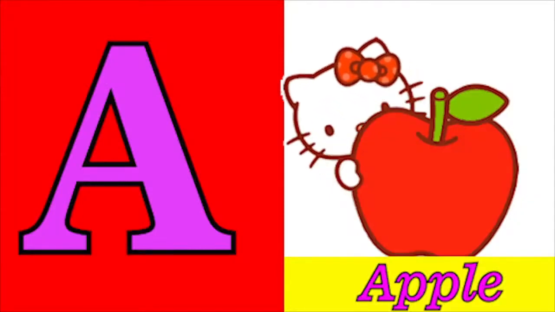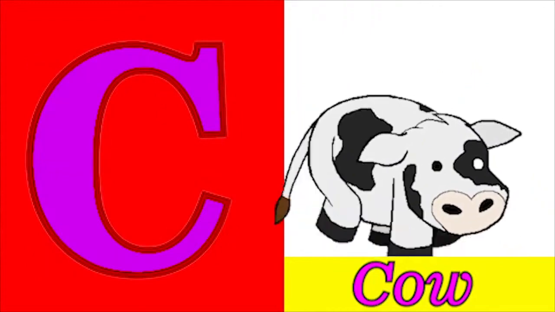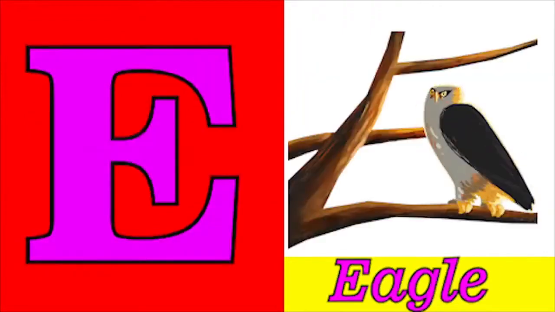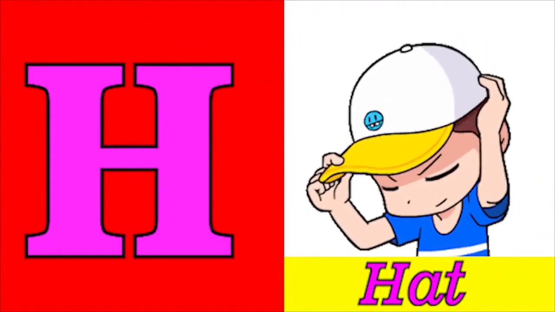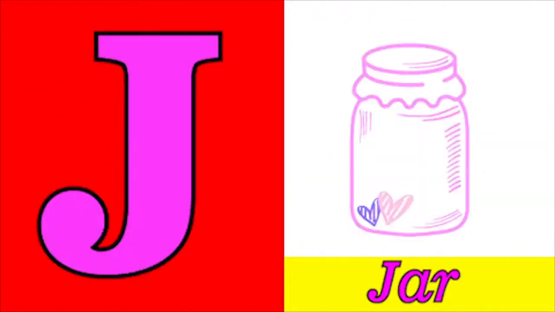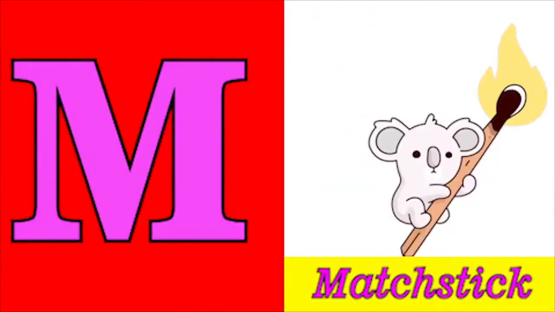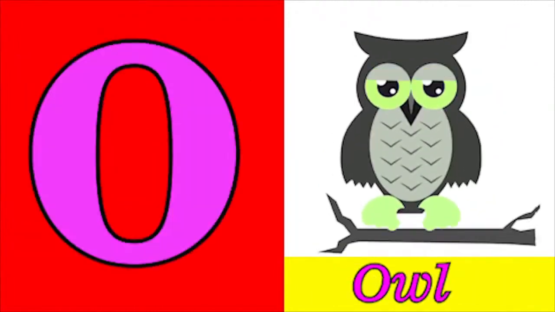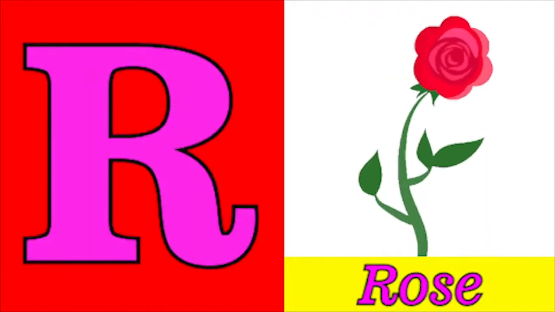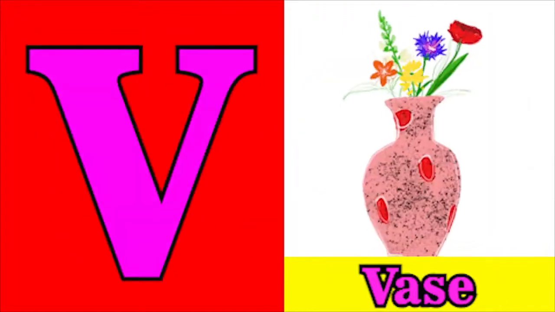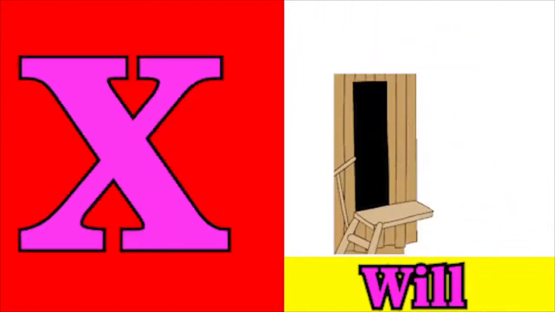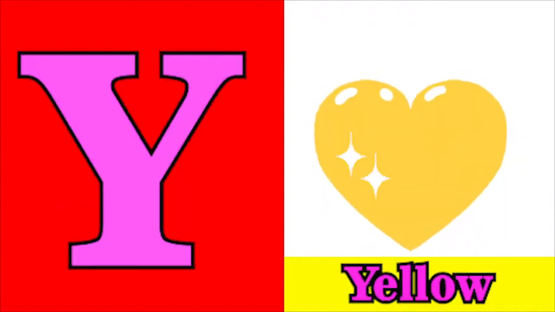A for apple, B for bag, C for cow, D for door. E for eagle, F for frog, G for girl, H for hat, I for inkpot, J for jar, K for key, L for leaf, M for matchstick, N for nose, O for owl, P for pan, Q for quiet, R for rose, S for sun, T for tub, U for unicorn, V for vase, W for whale, X for giraffe, Y for yellow, Z for zoo.